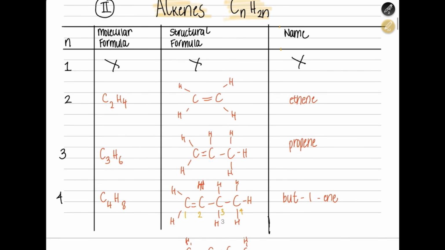What about alkenes? You cannot have n equal to 1 because an alkene must have a double bond between 2 carbon atoms, right? So you need to have at least 2. You cannot have methene. You can have ethene, which is C2H4. You have one double bond. And then if you have 3 carbon atoms, it's called propene. You have 3 carbons and 1 double bond between any one of these carbons.